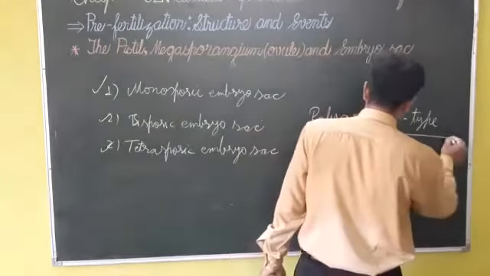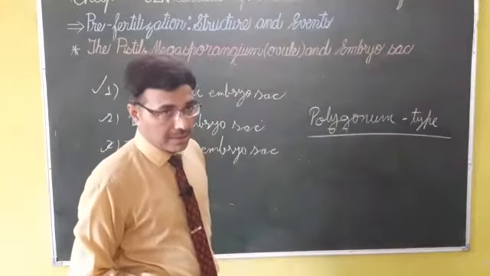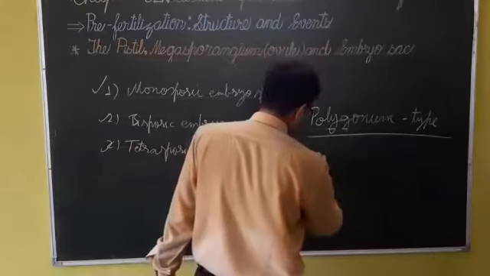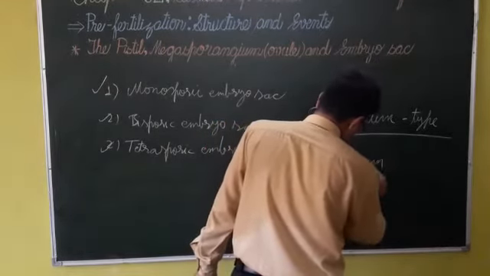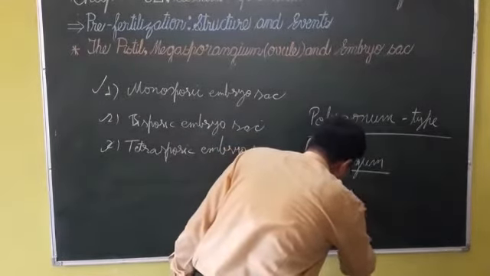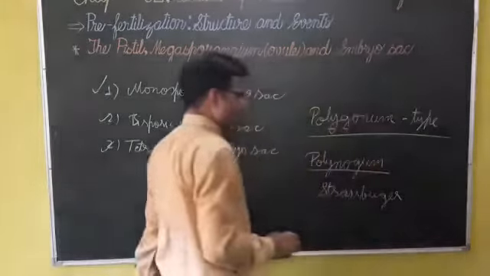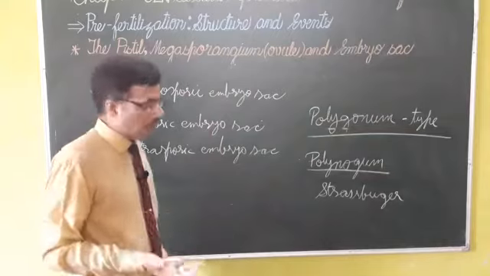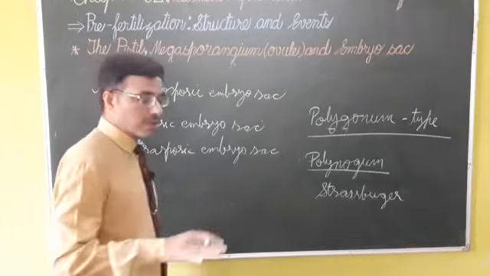Why is it called Polygonum type? Because this type of development of the embryo sac was studied for the first time in a plant called Polygonum, by the scientist Strasburger. So Strasburger for the first time studied this monosporic development of embryo sac in Polygonum. That is why this monosporic embryo sac is also called Polygonum type.